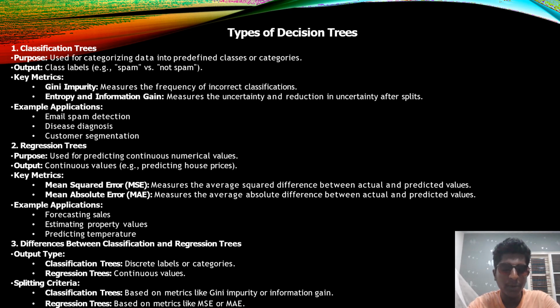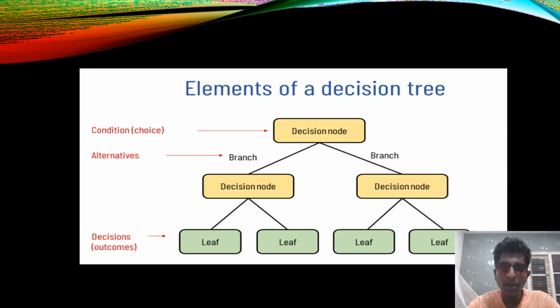Third one, difference between classification and regression tree. Output type, classification tree, discrete labels or categories, regression tree, continuous values. Splitting criteria, classification trees based on metrics like Gini impurity or information gain. Regression trees based on metrics like MSE or MAE. Elements of a decision tree. Decision node, branch, leaves. Decision node, first a condition or a choice, then alternatives, last are decisions or outcomes.